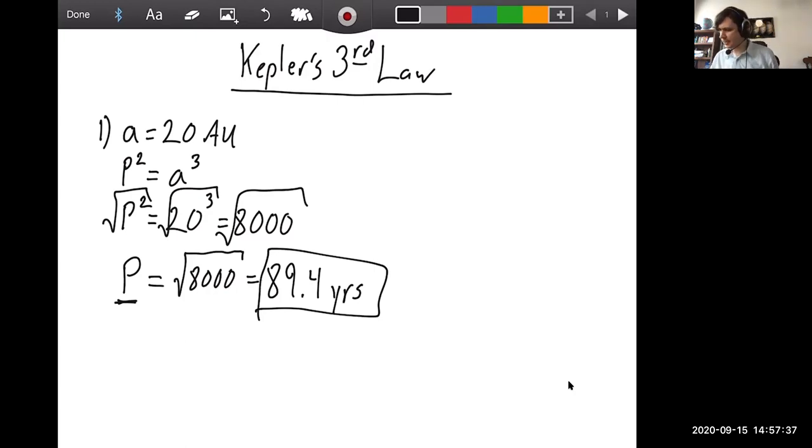Let's work another example just to be sure though. So in example number 2, let's work with the planet Mercury. The planet Mercury has an average distance away from the sun of 0.4 AU. So it's 0.4 times the distance that the Earth is away from the sun. That's saying it's 2.5 times closer, if you want to go ahead and work out the math of that.